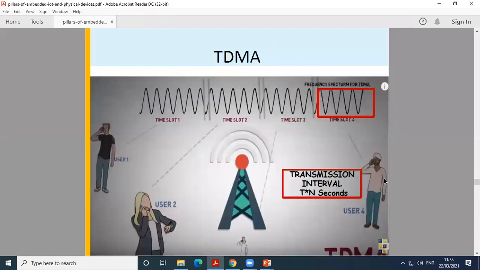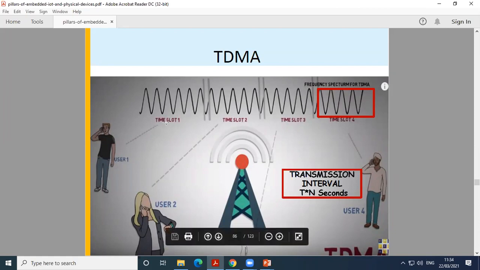Then TDMA comes into the picture, that is time division multiple access. That means every user gets a time slot for accessing that resource. Here you can see that several users are there: user 1, user 2, user 3 and user 4. Based on the time slot, we give access to the user. Every user has a different time slot, and they can transmit or receive data within their time slot only.